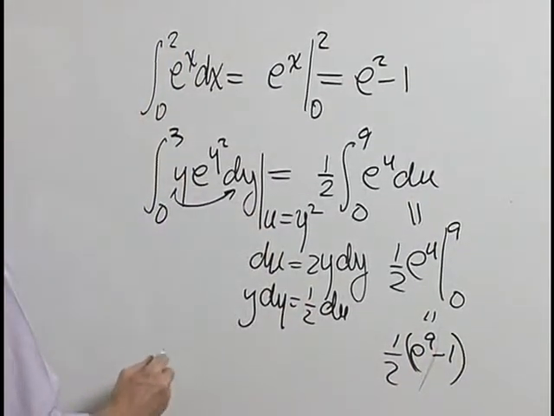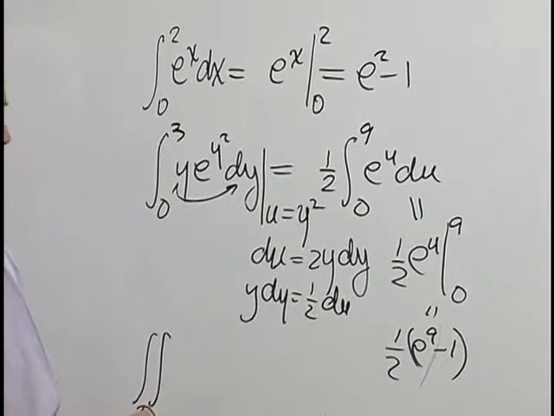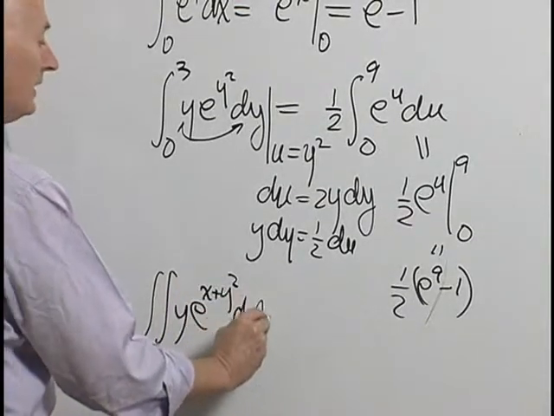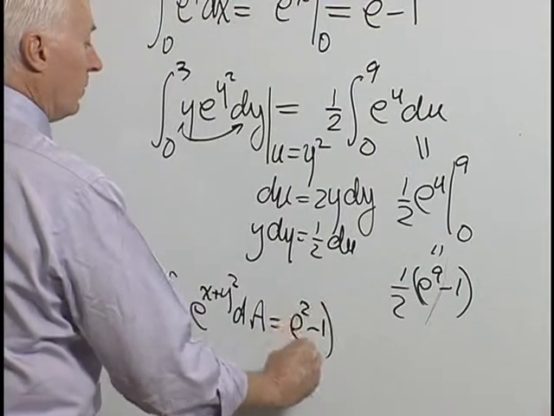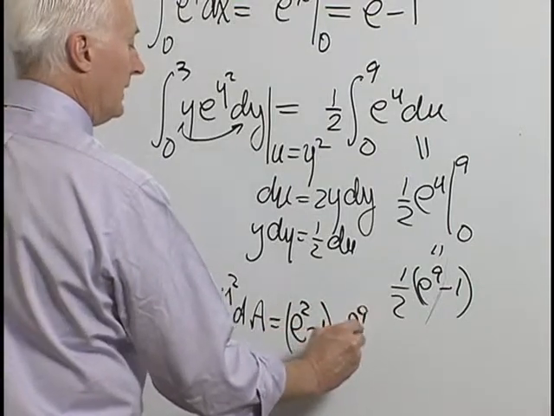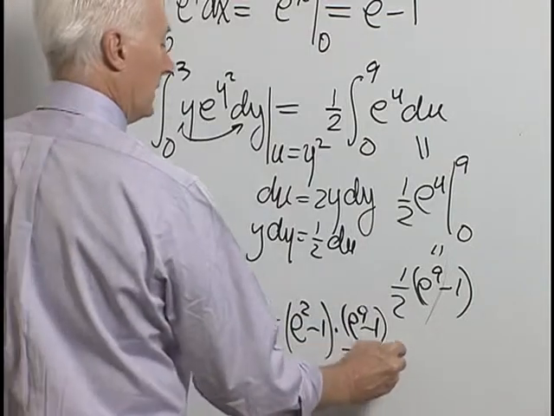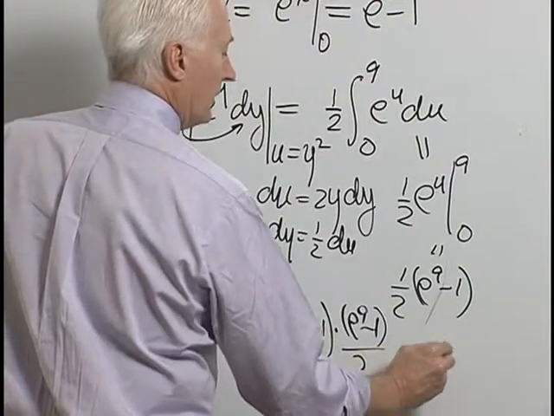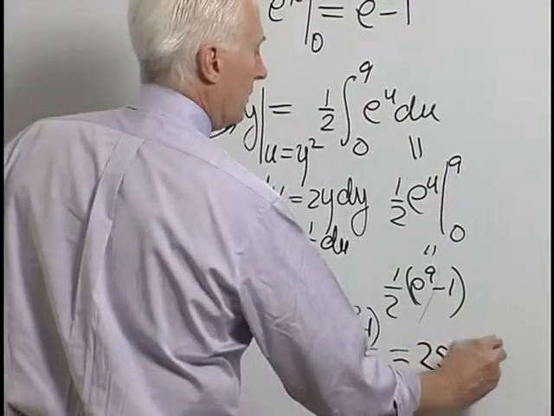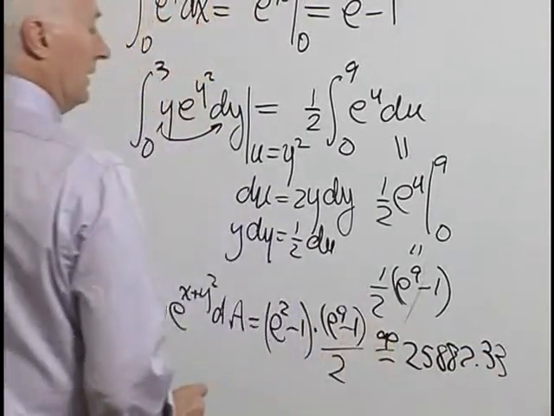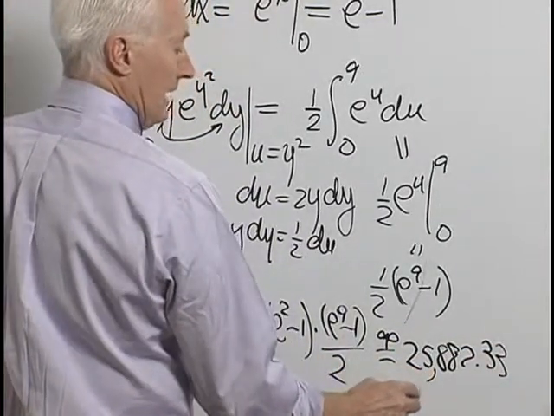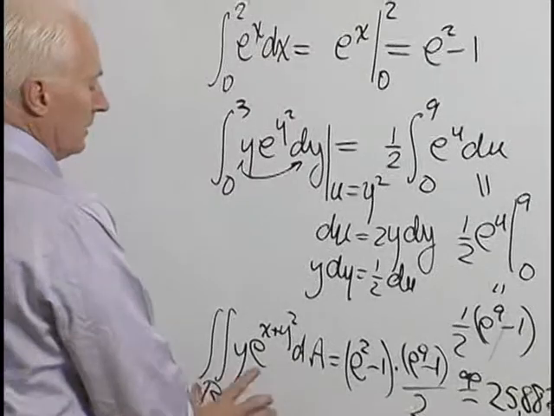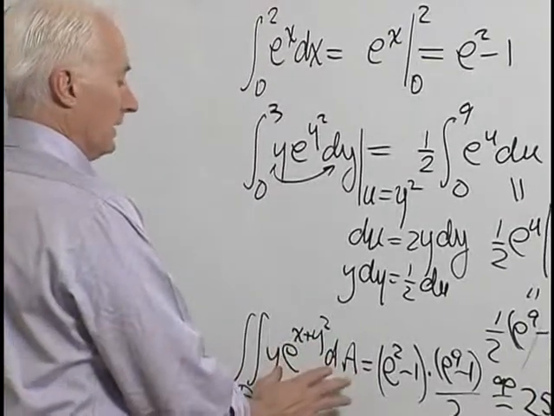And so our whole double integral over our rectangle of y e to the x plus y squared dA is e squared minus 1 times the quantity e to the 9th minus 1 over 2. And of course, if we calculate this with our calculator, we find it's about 25,882.33 approximately for the double integral of y e to the x plus y squared dA.